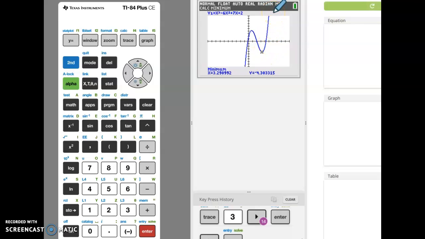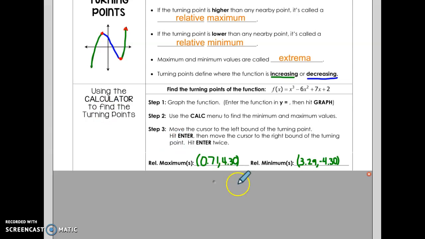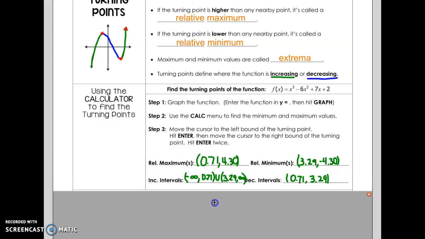And when we are looking at these areas of increasing and decreasing, we just focus on the domain. So I would say my area of increasing would go from negative infinity to 0.71. And then from 3.29, which is the x-coordinate, to infinity. Okay, then the decreasing happens in between.